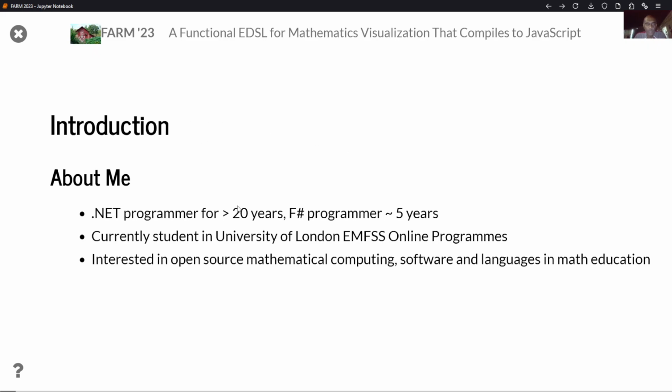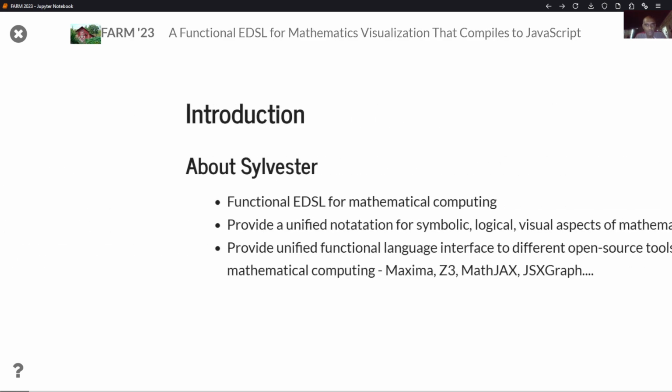Just a little bit about me. I've been a .NET programmer for quite a long time now, and an F# programmer for about 5 years. I'm currently an economics student at the University of London's EMFSS program, and I'm interested in all aspects of open source mathematical computing and how software languages are used in math education.